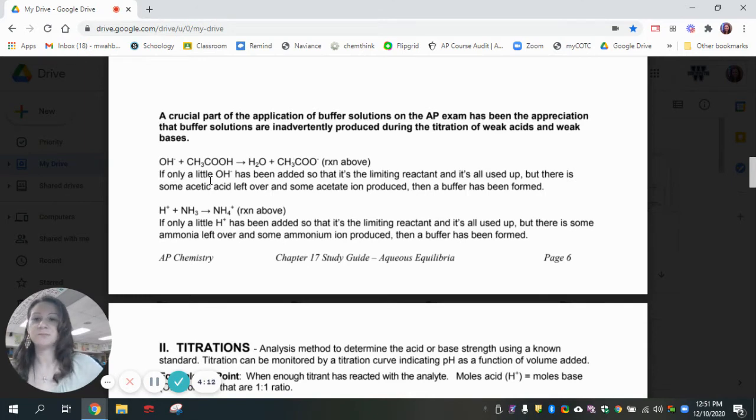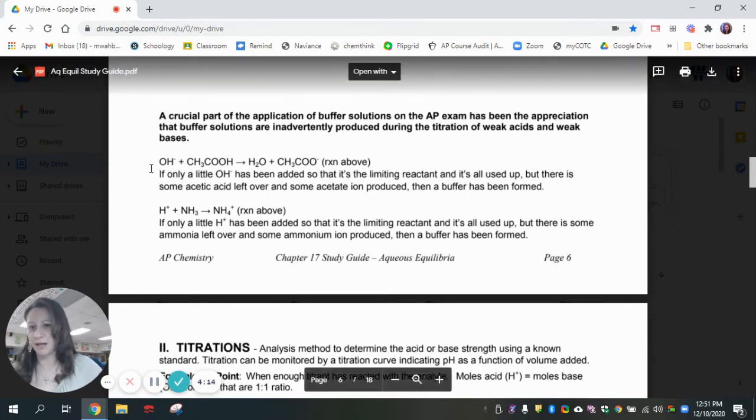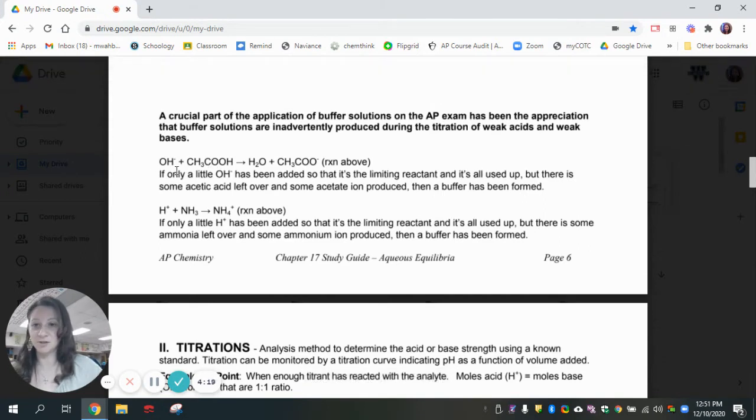So for example, let's say you have a strong base, like NaOH, reacting with a weak acid, acetic acid here. Once you add a little bit of the hydroxide, when these two react, you get water and then the acetate ion. Well, if you only added a little bit of the hydroxide so that you have leftover acetic acid, then you're going to have leftover acetic acid and you're going to have some acetate forming. And so acetic acid and acetate, that is a buffer.